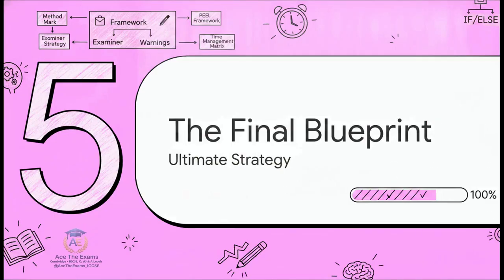Section 5, the final blueprint. It is time to consolidate everything. We're bringing together the method mark strategy, the PEL framework, the examiner warnings, and the time management matrix. This is your ultimate cheat sheet to reach 100% mark potential. Memorize this system so when the deadline pressure hits, you don't panic. You just deliver the headline.